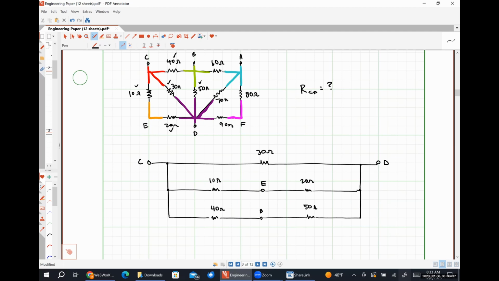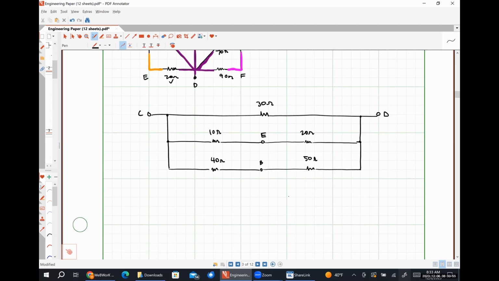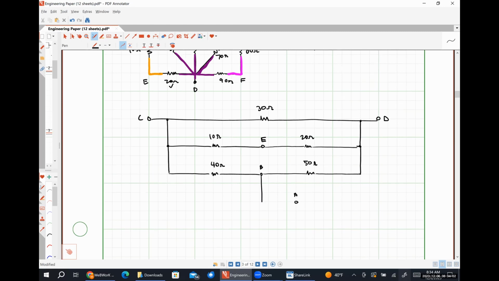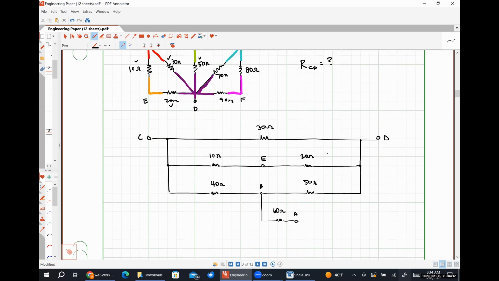Now, I've got several different ways that I can go from B to D. So now I'm going to work my way through those paths. The easiest way that's remaining would go from B to A to D. So I'm going to put A right here. So from B to A is going to be the 60 ohm resistor. And then from A to D would be the 70 ohm resistor.